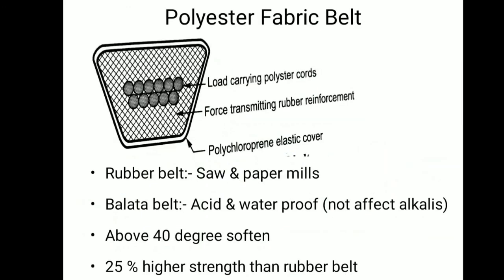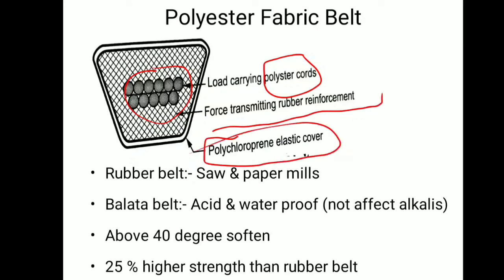Now this is the material for the V belt drive, polyester fabric belt. So generally in the arrangement of the polyester fabric, these are the polyester cords which will hold the load, which will give the strength, that is the maximum tensile strength for such V belt drives. Now you can see the force transmitted by the rubber reinforcement, and this will be the cover, a polychloroprene elastic cover around this. So such fabric we can use in V belt drive for getting more strength. Clear?